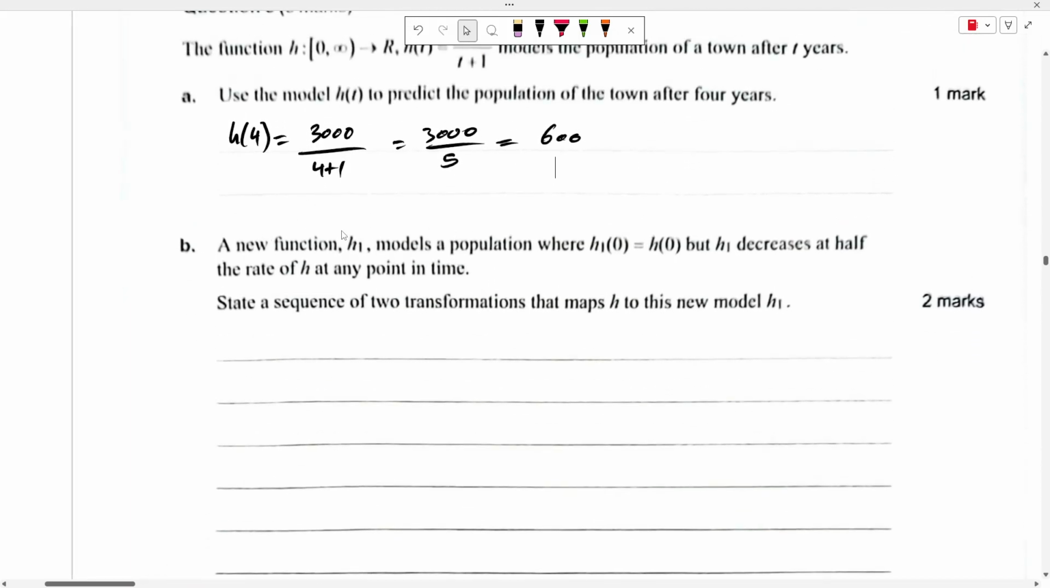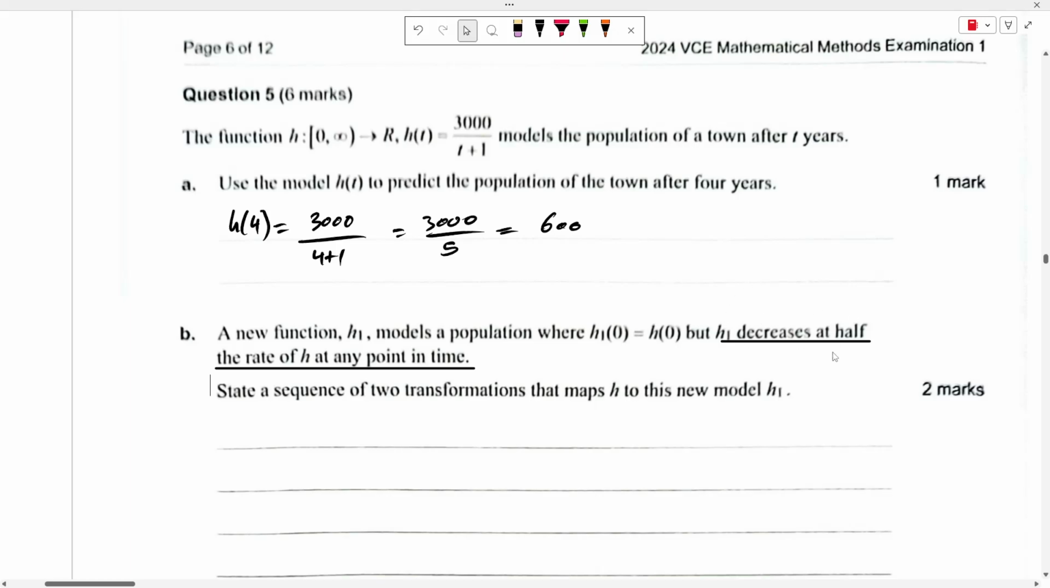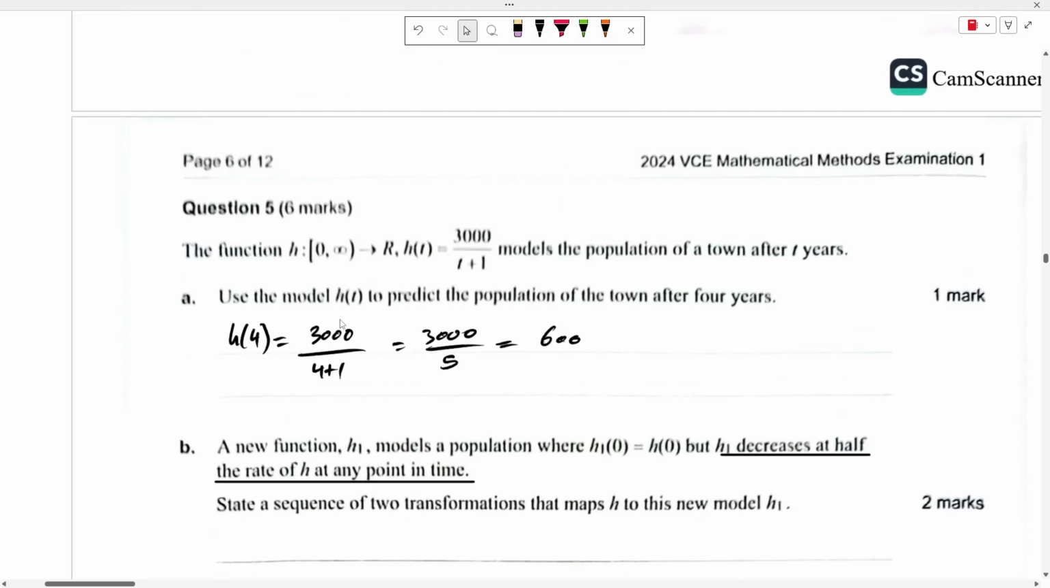All right, a new function h1 is modeling a population where h1 of 0 is h of 0, but h1 decreases at half the rate. Okay, that's important. h1 decreases at half the rate of h at any point in time. State a sequence of 2 transformations that map h to this new model h1. So decreasing, right, talking about decreasing at half the rate, it's going to be to do with the derivative.